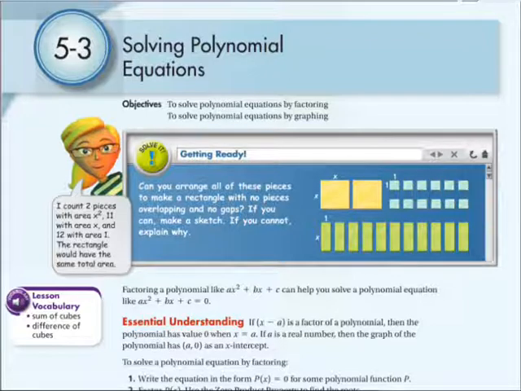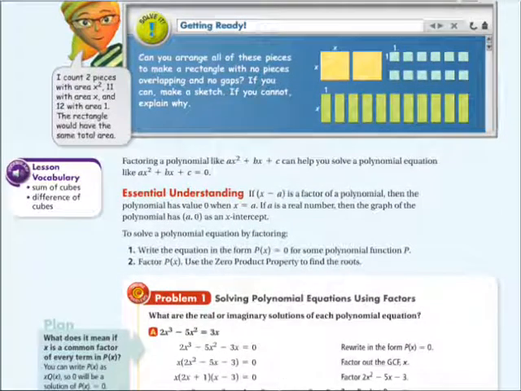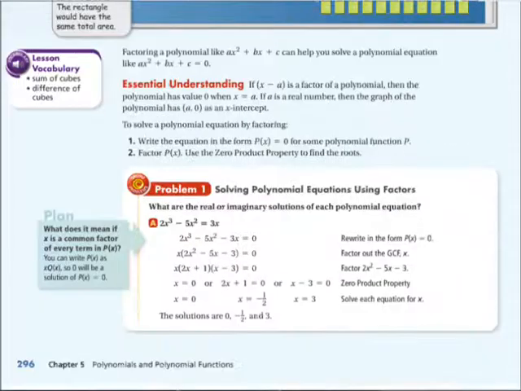Alright, so we're going to take a look at Chapter 5, Section 3 today, solving polynomial equations. There's a bunch of different ways we can do this. We've learned a lot of them in other units, and so now we're going to apply them to this. So we're mostly going to look at factoring and graphing, but there's all sorts of factoring things that we know how to do. So what we have to understand and remember is that if x minus a is a factor of a polynomial, then the polynomial has a value of 0 when x equals a. That's the zero product property stuff, okay?